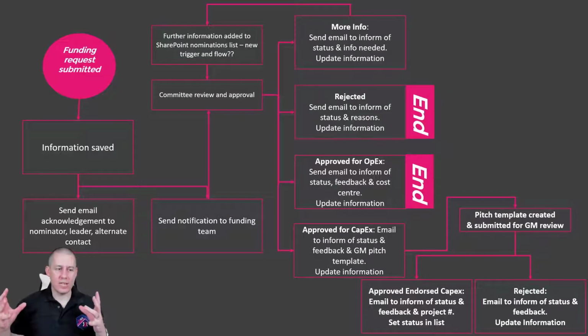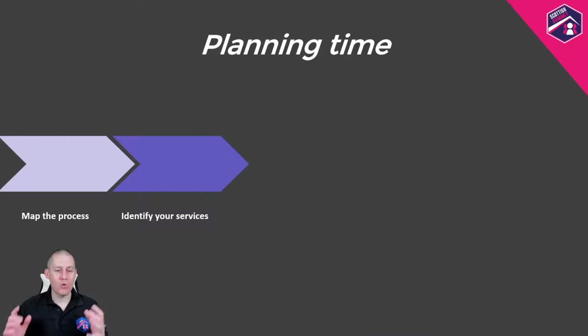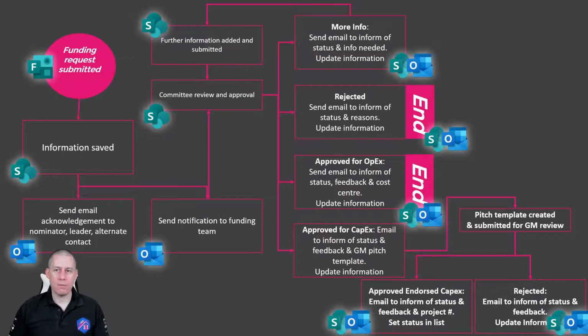So now that we've looked at the overall process, what do we do now? What was stage 2? Yeah, you're absolutely right. It was identify your services. So if I come back to my flowchart again, here I've overlaid some of the services that I know I need to use to satisfy each of these different stages.